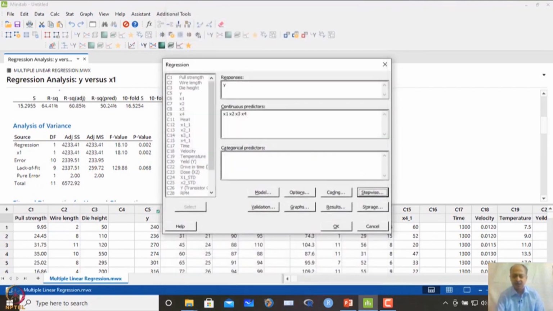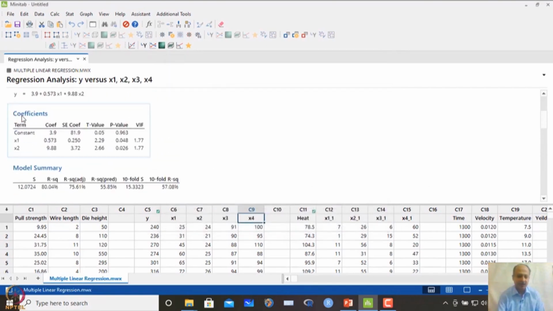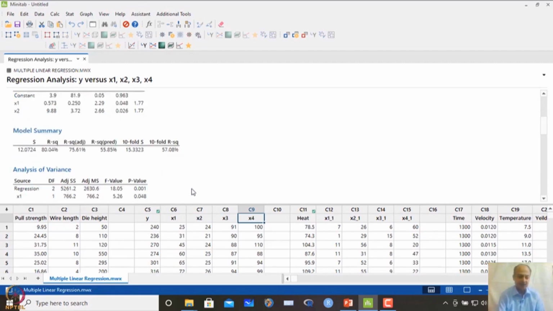So, in this case I click OK, and what will happen is that you will find a scenario where two variables are entered into the model, that is x1, which is prominent with p value 0.048, and x2, which is more prominent, with p value 0.026. Both are significant and less than 0.05, and R square adjusted has improved significantly from 60 to 75, and the tenfold cross validation has improved from 50 to 57.